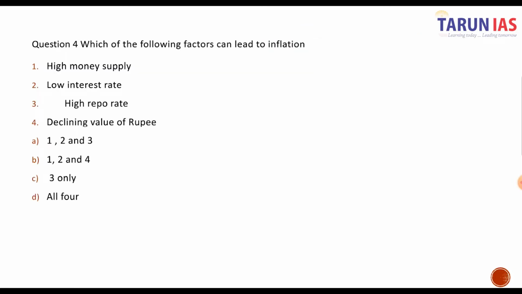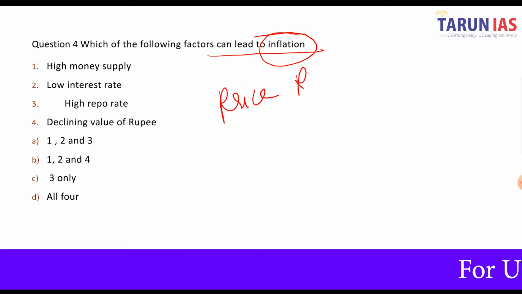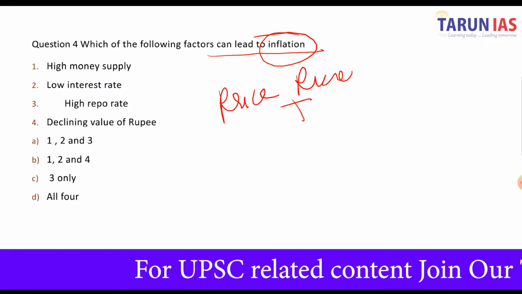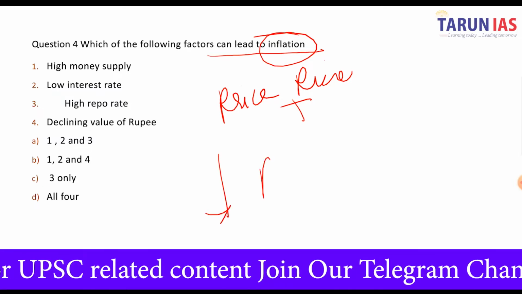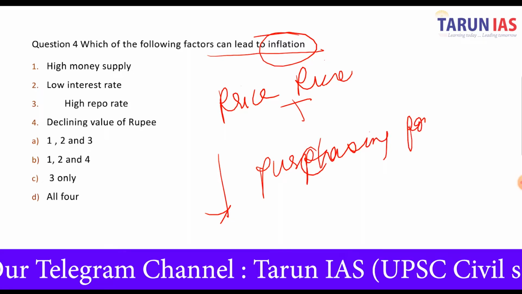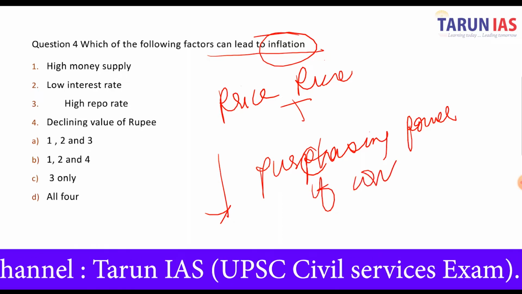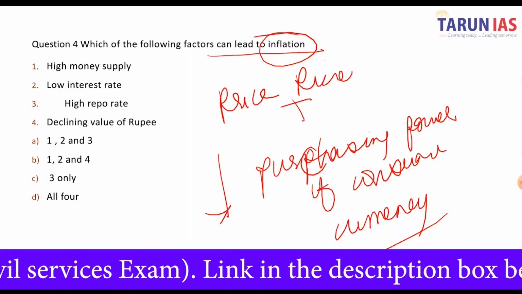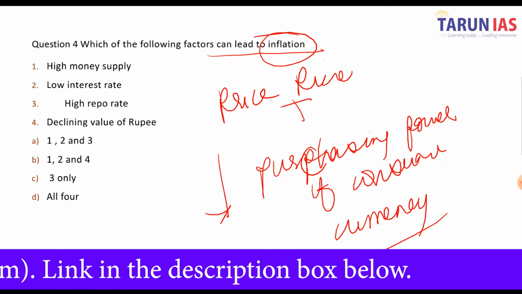All right, the fourth question of the day is, which of the following factors can lead to inflation? So what is this inflation? In Hindi it is called mehengai, right? So what is inflation? It is the price rise. But there is also one more definition. Inflation can alternatively be defined as a decline in the purchasing power of the consumers, or basically the currency. That means how much I can buy with 1 rupee has declined. So this is also inflation.